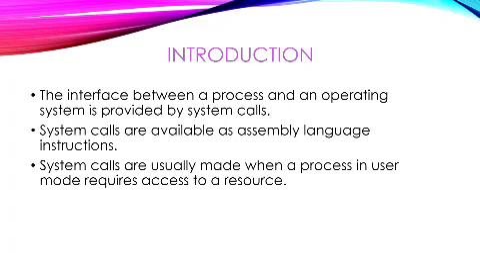System call provides an interface between a program and the operating system. They allow user mode applications to request services from the OS, such as accessing files, managing memory, or controlling devices. For example, when a program needs to read a file, it makes a system call to ask the OS for permission. It is also available as assembly language instructions. So, the system call acts as an interface between the OS and the process.